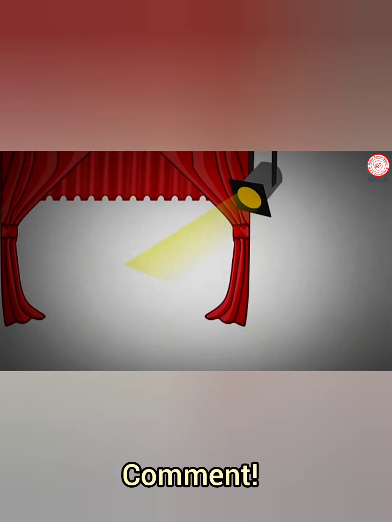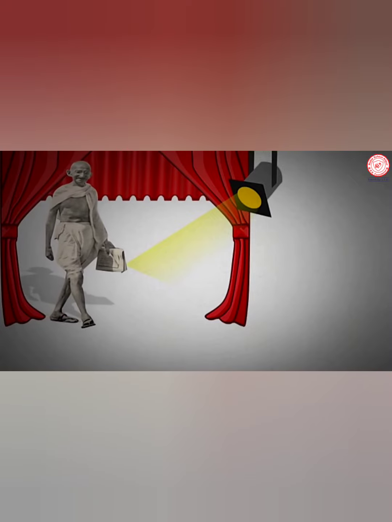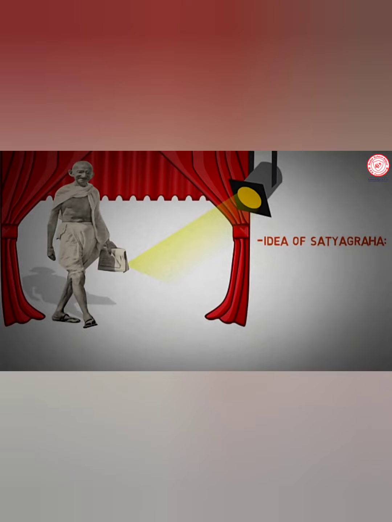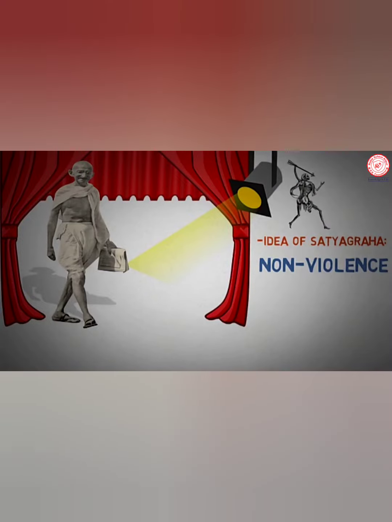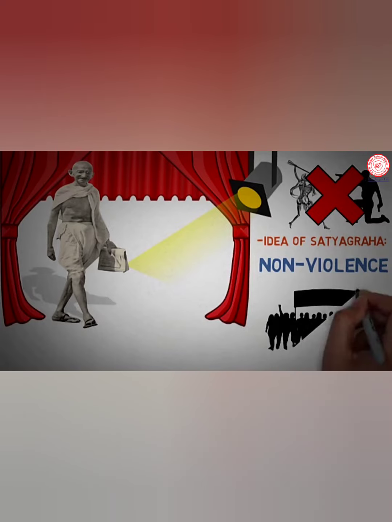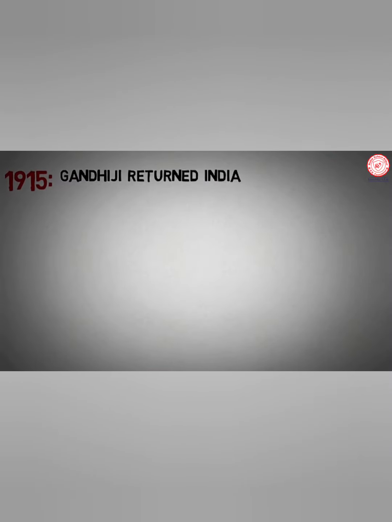So here is the entry of a great national leader. Guess who? Mahatma Gandhi. When Gandhiji came to India, he brought the idea of Satyagraha. Satyagraha in simple sense is non-violence. It strictly says no to violence and spreads the message of love. Gandhiji came to India in January 1915 from South Africa.